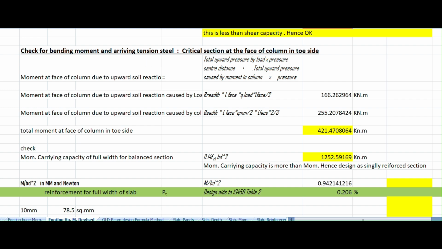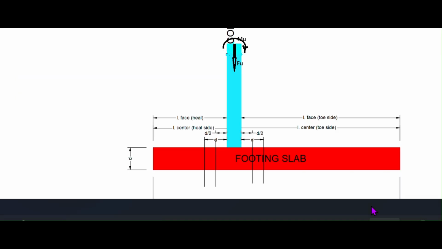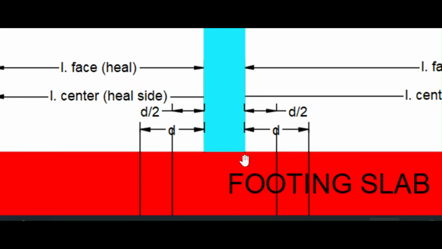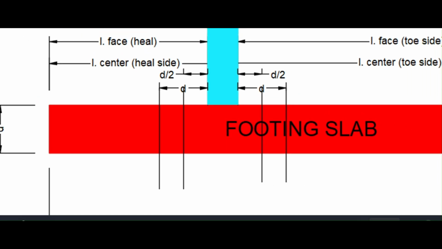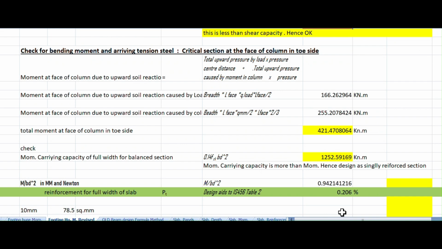Column face means this is the column, and the right side is the heavily loaded area. By checking the right side column face bending moment, column face means this area, if we check this section, then that section is the maximum critical section. That is enough for finding all that.